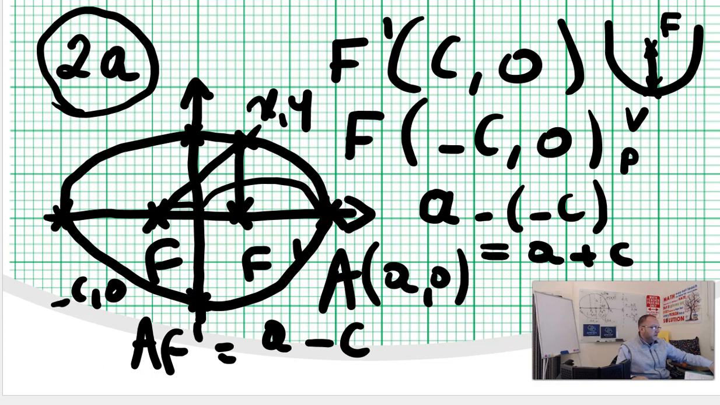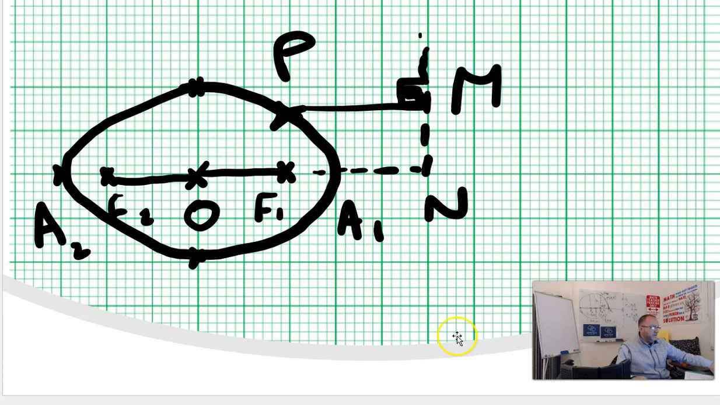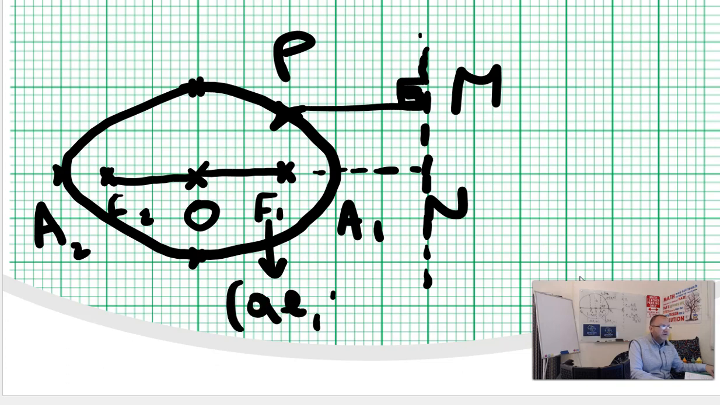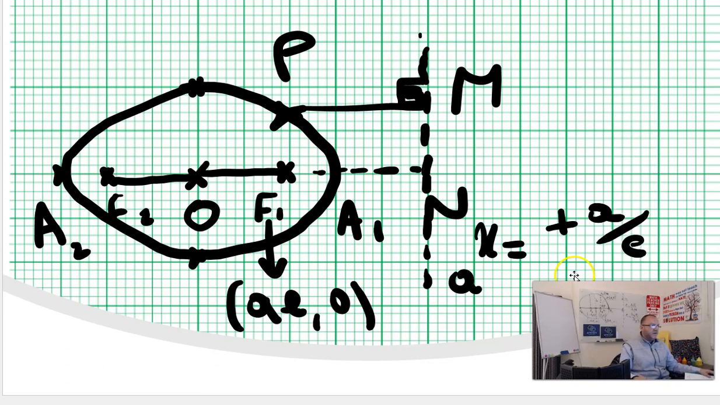So now we went back into explaining and deriving why c equals a times eccentricity, right? And we set up, this is P, this is M. We said this is the directrix here. And we're going to derive why this is ae instead of c, and we're also going to do why the directrix here is x equals plus a divided by e. On the other side, it's minus a divided by e, okay?